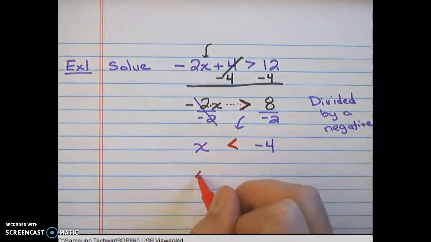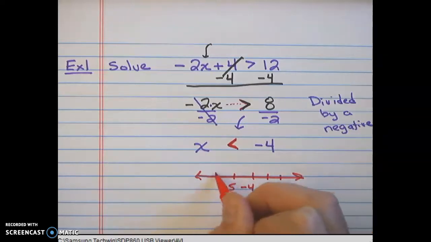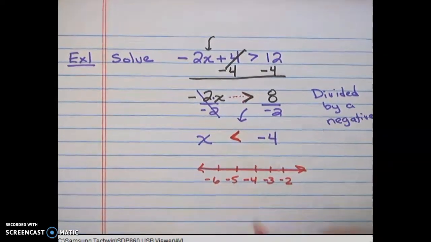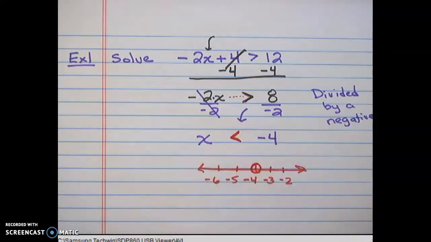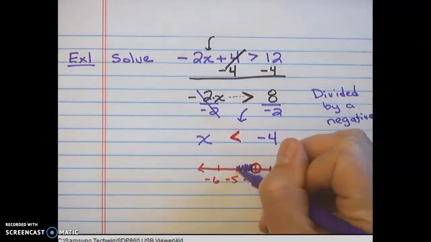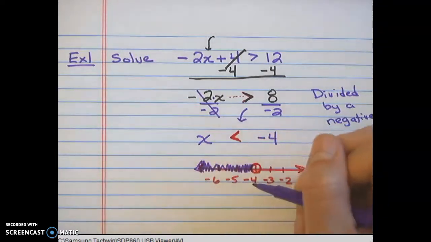So if we thought of a number line, if -4 was here, then -3 would be here, -2 would be here, and smaller numbers like -5 and -6 would be here. We would graph our solution with an open circle because it's not equal to -4, and then we would just highlight all the numbers to the left of -4. And so one of the answers could be numbers like -5 or -6.